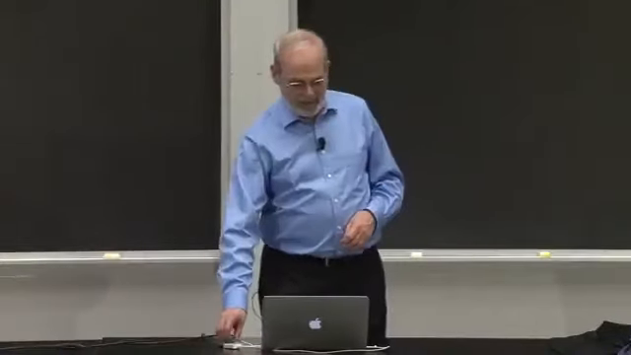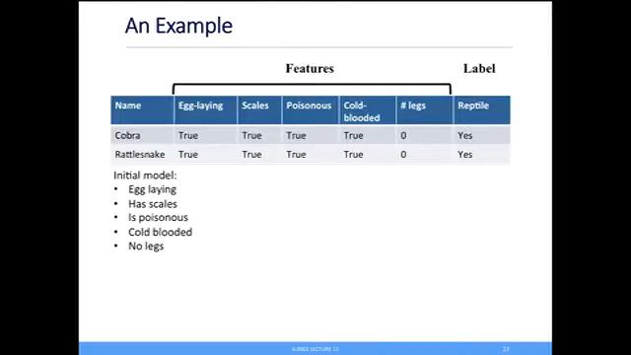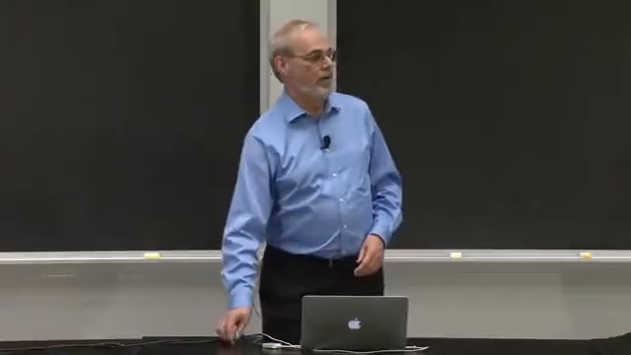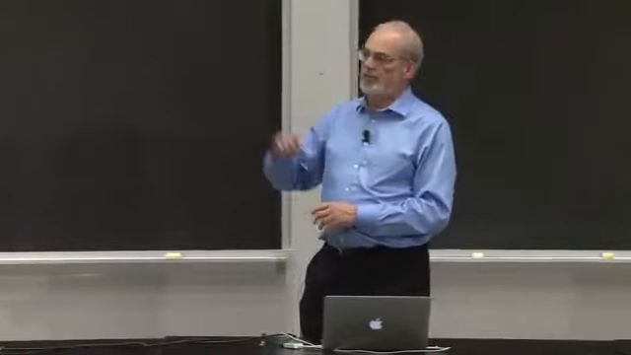But if I give you a second example, and it also happens to be egg-laying, have scales, poisonous, cold-blooded, no legs, there's my model, right? Perfectly reasonable model. Whether I design it or a machine learning algorithm would do it, it says if all of these are true, label it as a reptile.